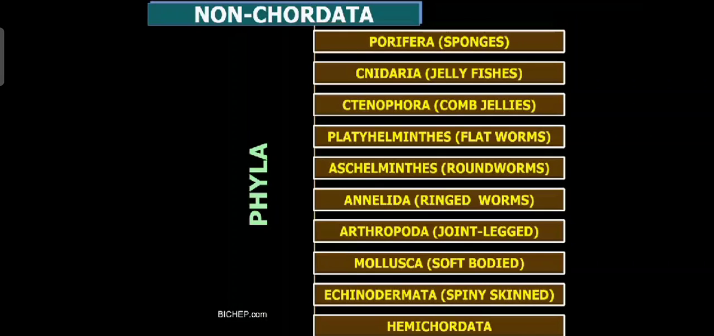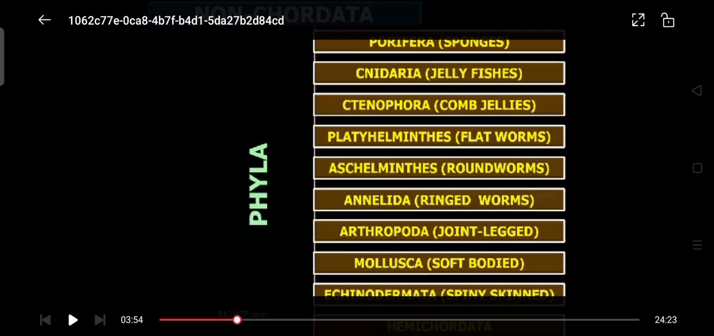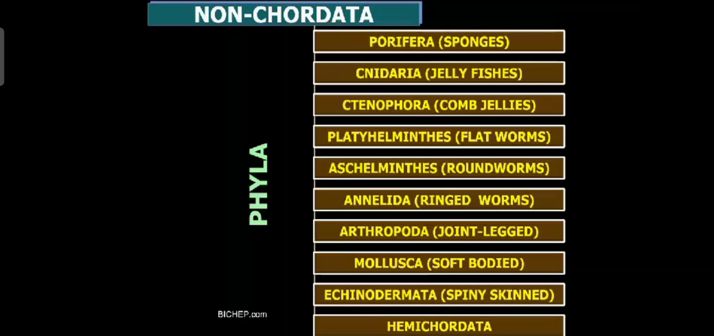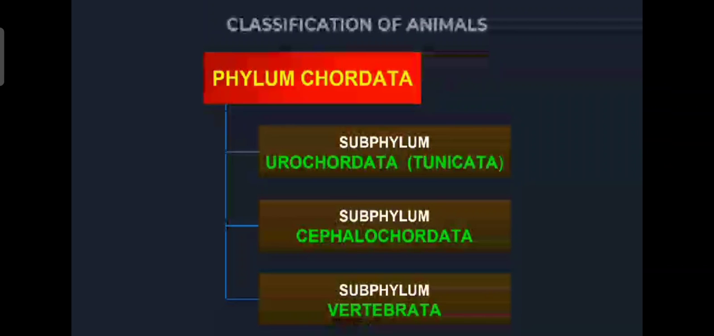Hemi means partly, chordata means notochord. So very little notochord will be present at the head region. So it is Hemichordata. So all these 10 phyla will come under the non-chordates, and the 11th phylum, which is coming under the chordata, that is phylum Chordata. This phylum Chordata is divided into 3 subphyla: Urochordata, Cephalochordata and Vertebrata. Which are those? Urochordata, Cephalochordata and Vertebrata.